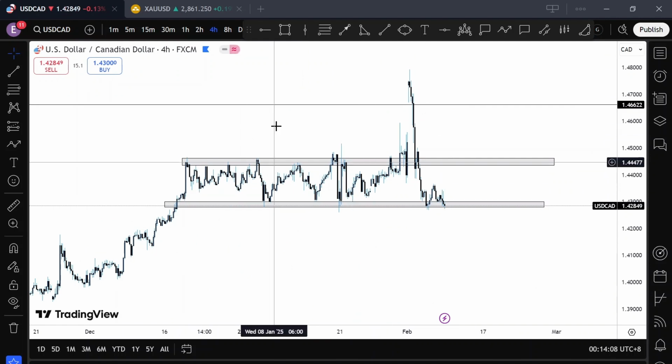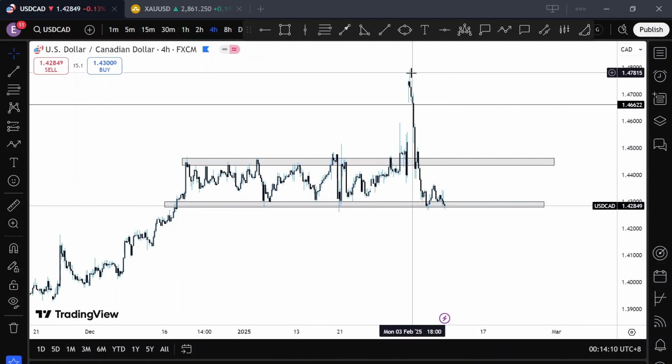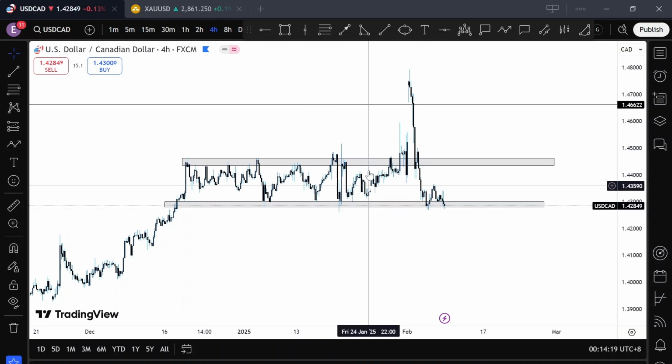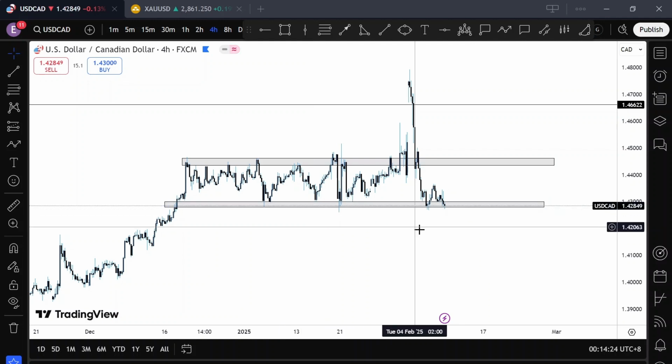USDCAD, we've seen price mess around for a couple of weeks. We've seen price making new highs all the way up to 1.47 regions here, and we see price come back all the way to the previous lows, a ranging market here at 1.4293, or let's just call it the 1.43 region.